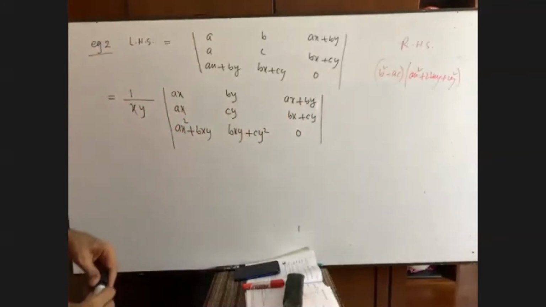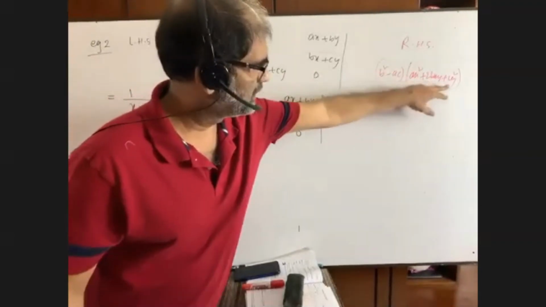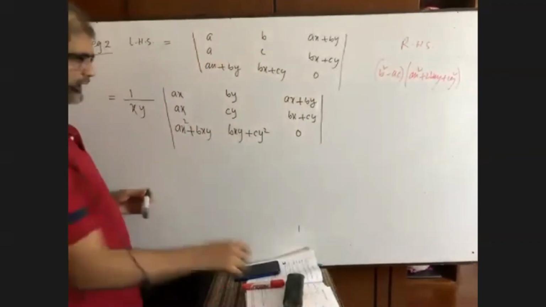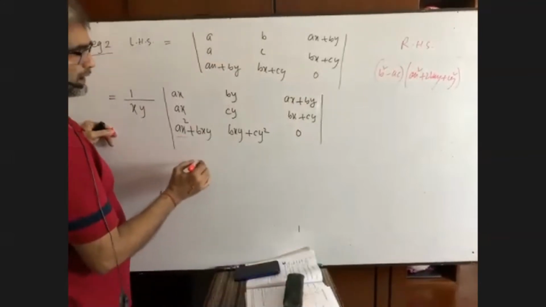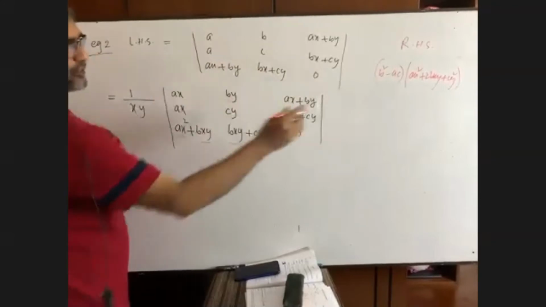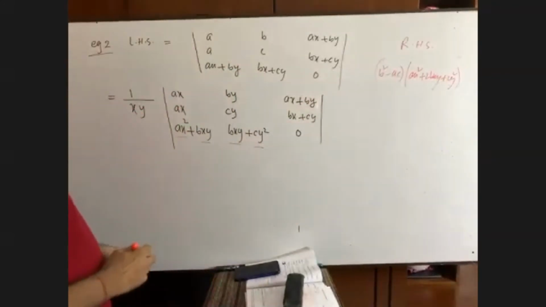Now you see, have you seen our proof? ax square plus 2bxy plus cy square. If I go for adding, my math is done. ax square plus bxy, 2bxy. We have got 2bxy. We have got the answer, right?